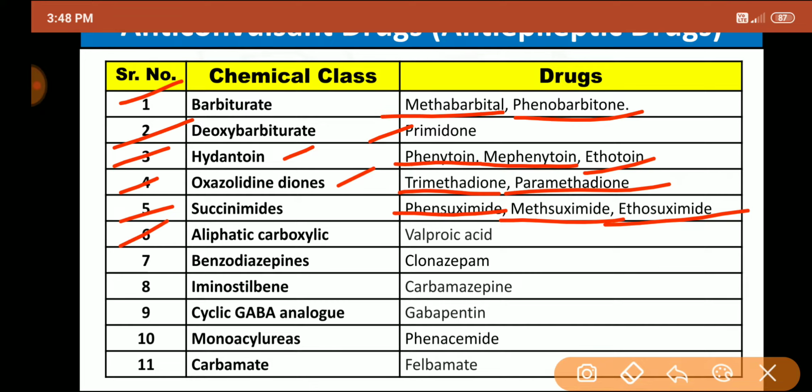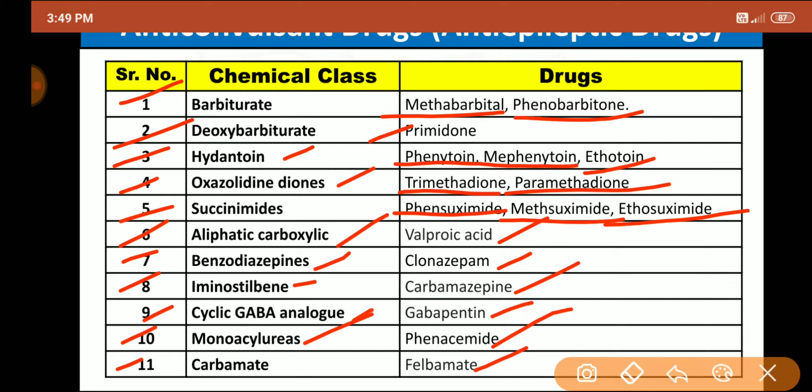The sixth class is the aliphatic carboxylic acid derivative. Example is valproic acid. Then the seventh class is benzodiazepine derivative. Example is clonazepam. Then the eighth is iminostilbene derivative. Example is carbamazepine. The ninth class is the cyclic GABA analog, and the example is gabapentin. The 10th class is the monoacyl ureas, and the example is phenacemide. And the 11th or last chemical class is the carbamate or carbamic acid derivative, and the example is felbamate.